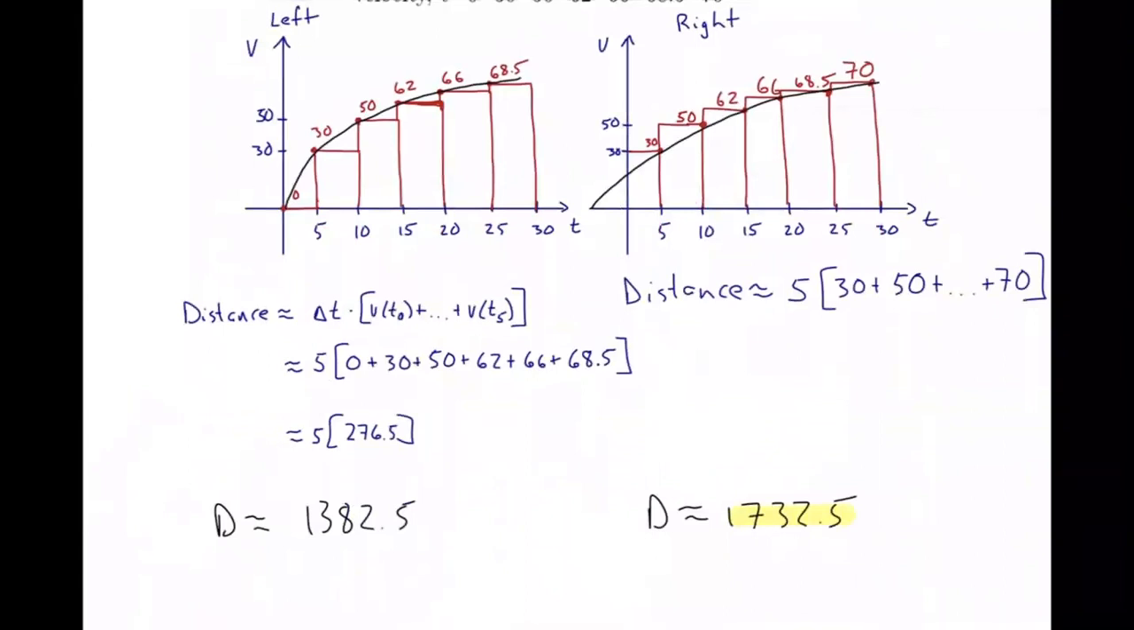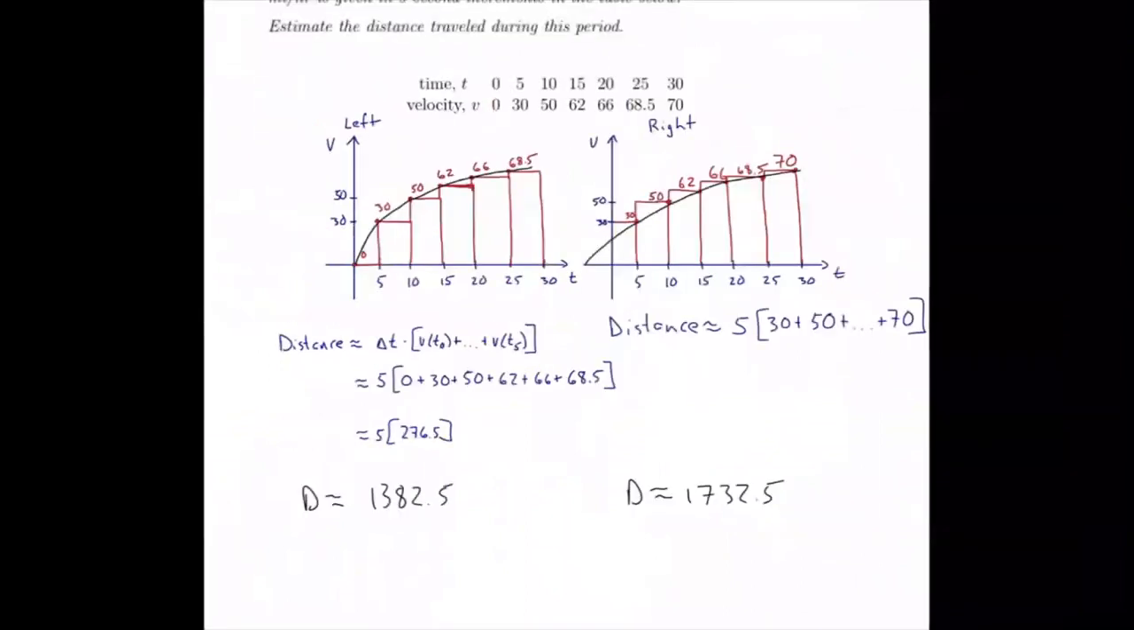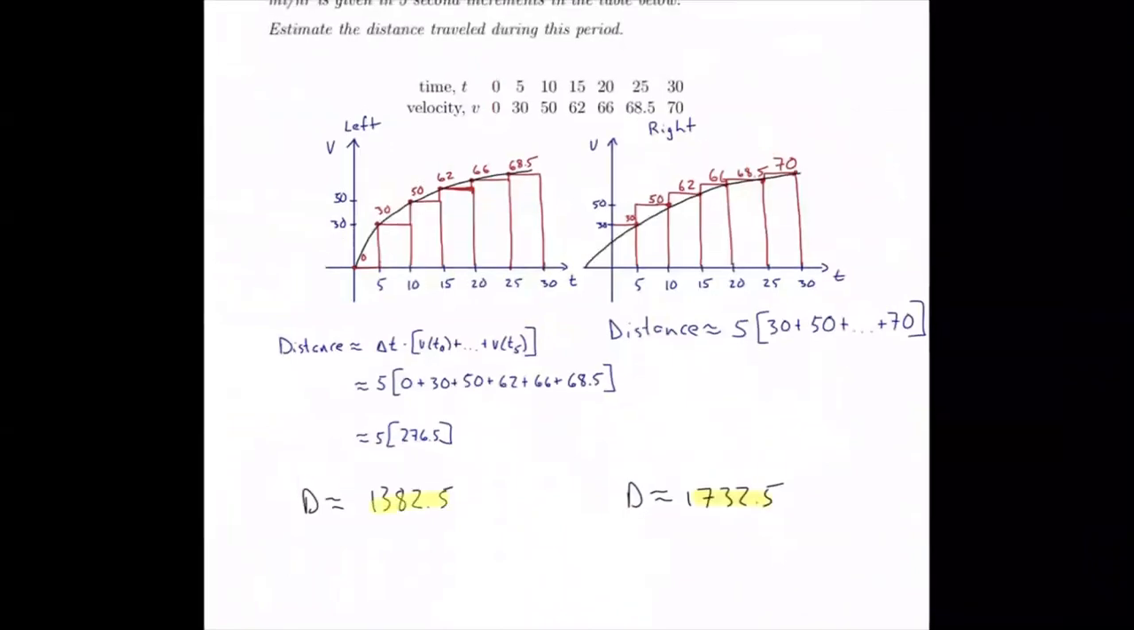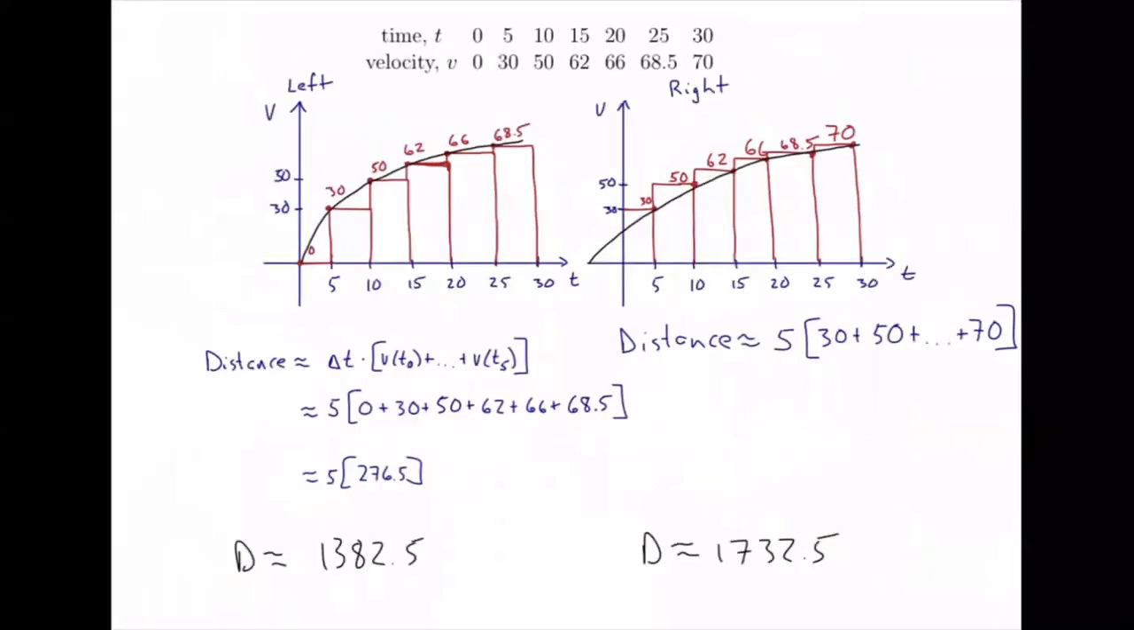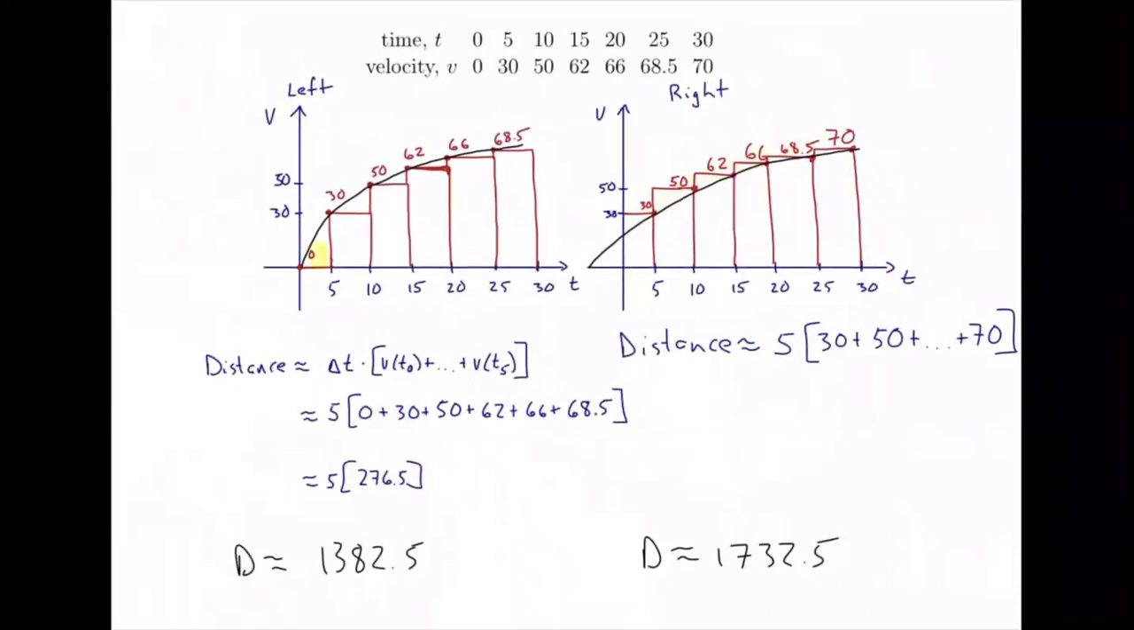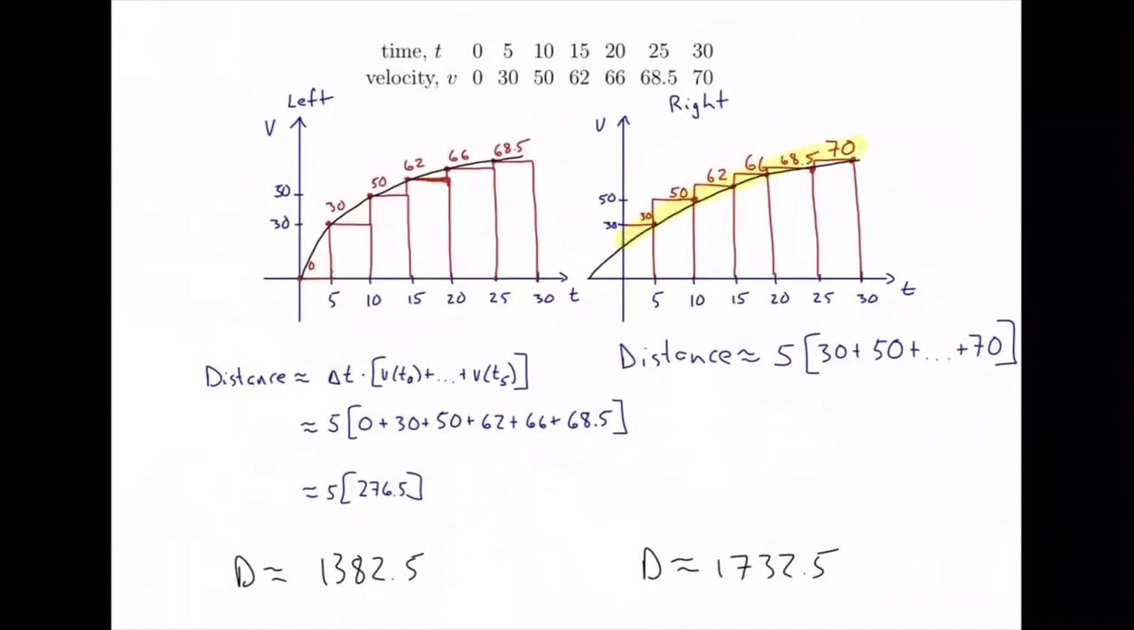1,732.5. Notice that the right endpoint distance approximation is greater than the left endpoint distance approximation. That matches our intuition with the graph because the right endpoint seems to overestimate our distance, whereas the left endpoint seems to underestimate the distance, because the area under the curve is underestimated here, whereas in the right endpoint, it's overestimated. So there we go.